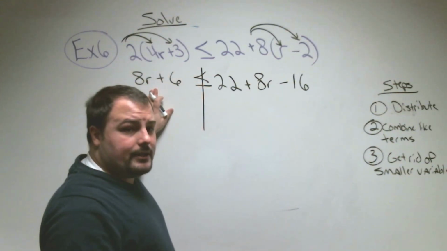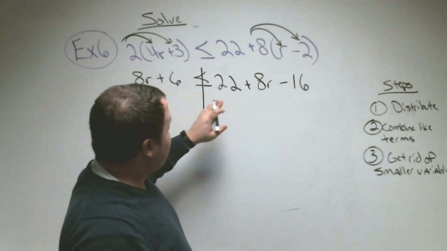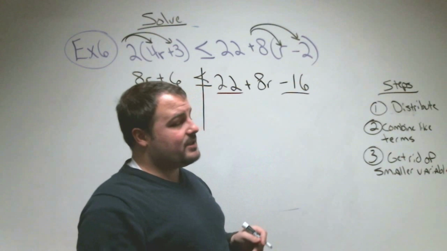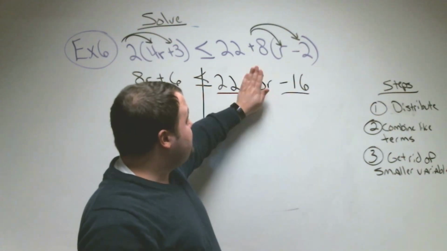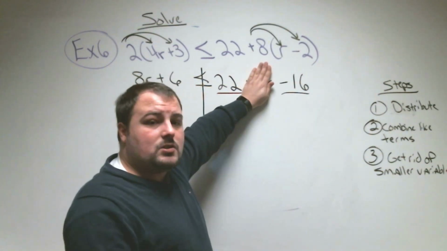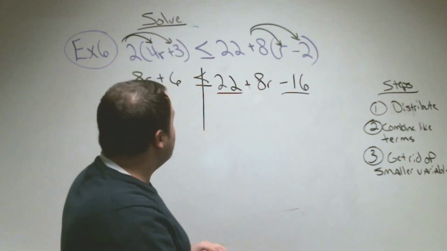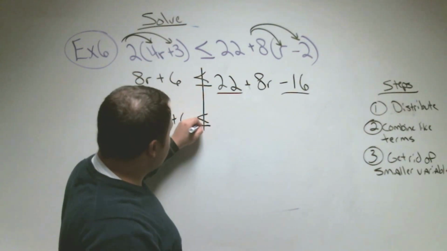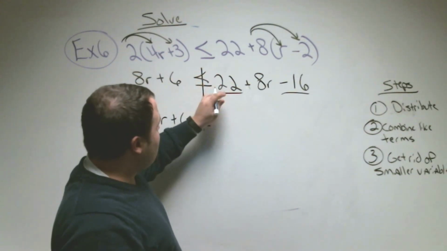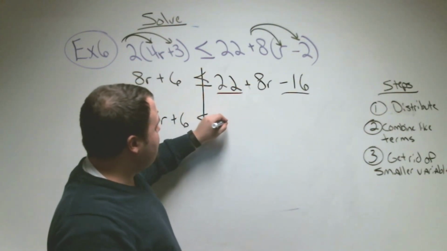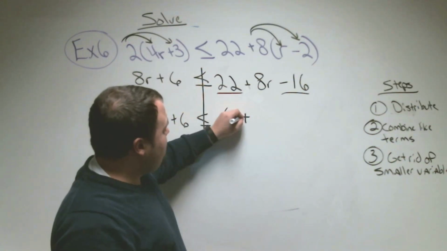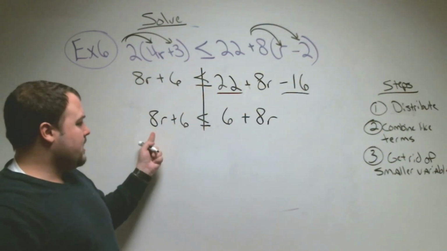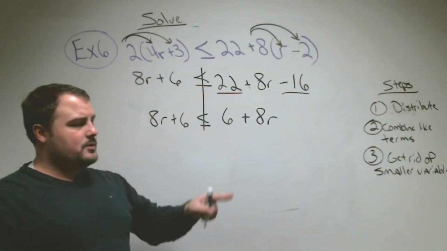There's nothing alike on the left side, so we're good on the left. On the right side, we have 22. It doesn't have a variable. And we have negative 16. That doesn't have a variable. So I'm just going to cover this up, and now it looks like it says 22 minus 16. So our problem really is 8r plus 6 is less than or equal to, well, 22 minus 16, that's 6, and we still have 8r. So if you're looking at this, we see 8r, we see 8r. We see 6, we see 6.